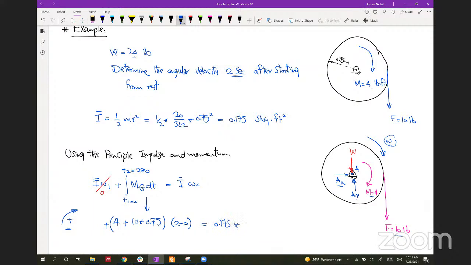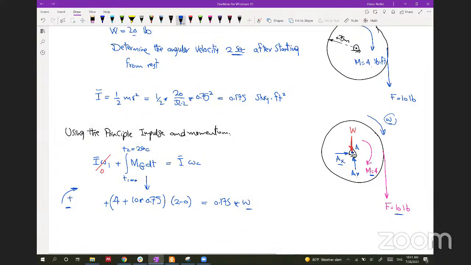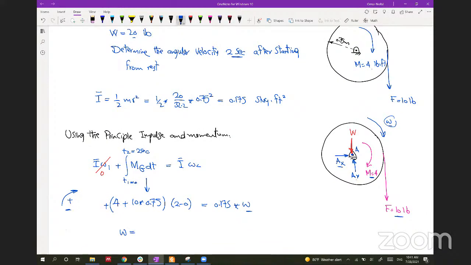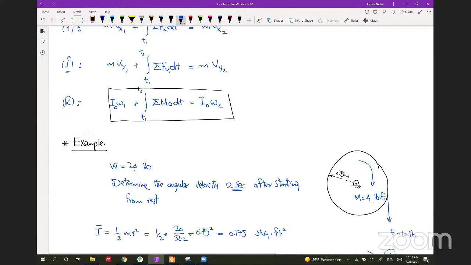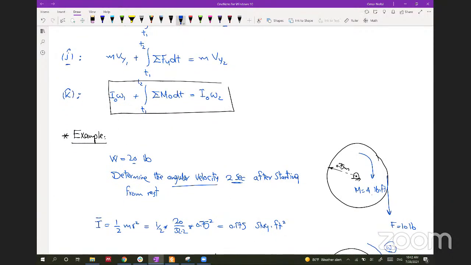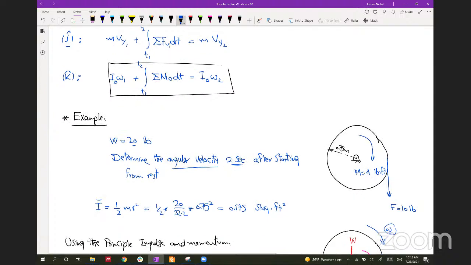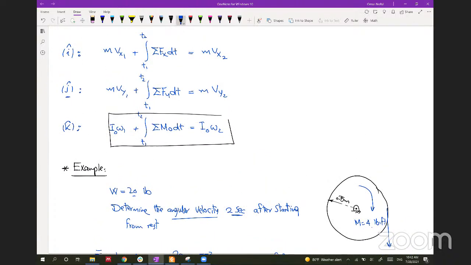And multiply by omega, which I don't know. So this is only one equation and one unknown. So I can get omega, and you will end up with omega 2 equal to 131.42 radian per second. So actually, this is what is required in this problem, to determine the angular velocity after 2 seconds. So using only one equation, I was able to get the omega. So what if I use the other 2 equations?